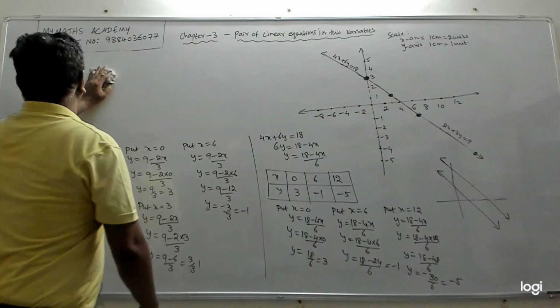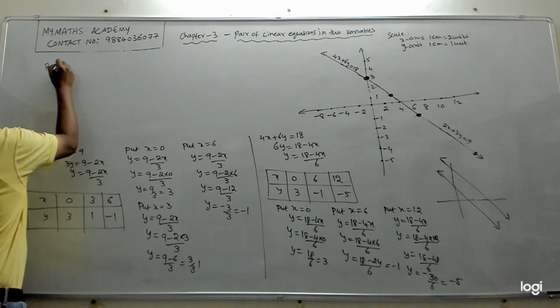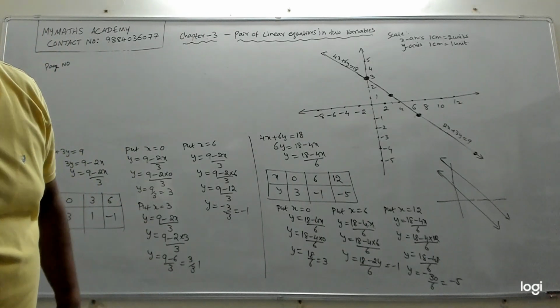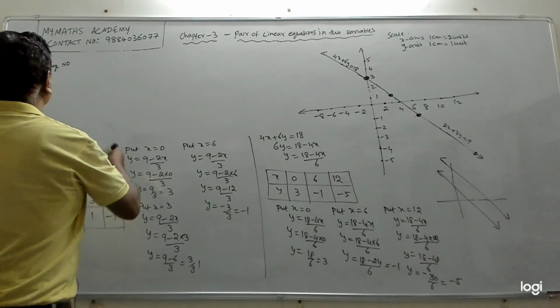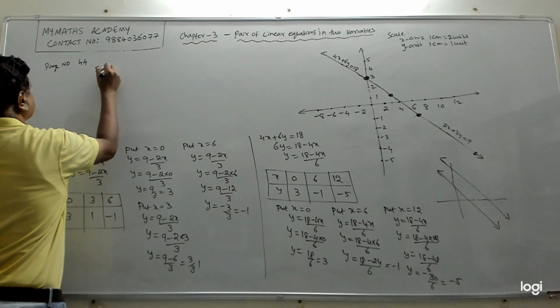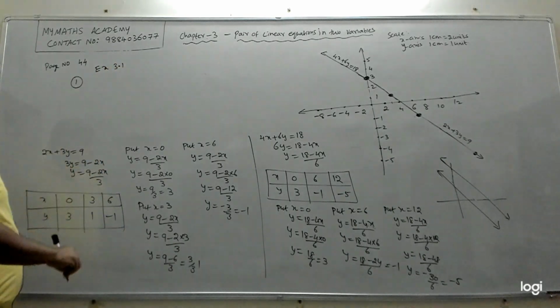So what we have is exercise. So page number, what is the page number? Page number 44, exercise 3.1. Exercise 3.1. I'm going to teach you the first problem.